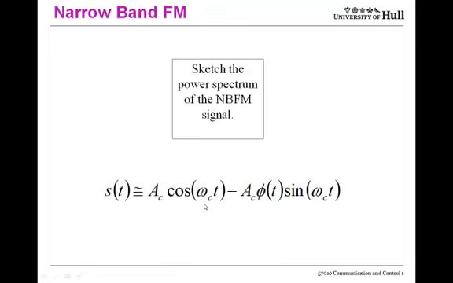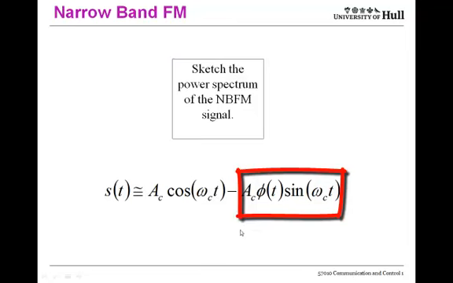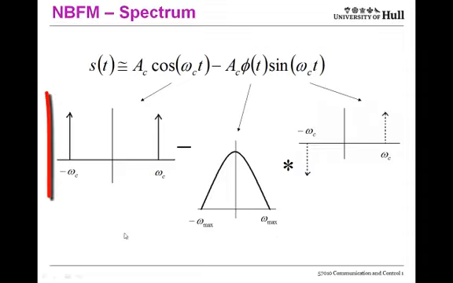So what's the power spectrum of this narrowband FM signal? It's got these two terms, the first term minus the second term. And you'll know that because Fourier transforms are linear, that means we can work out the Fourier transform of the first term and subtract the Fourier transform of the second term. The second term is a product of two functions, phi, which has our message signal in it, and sine. And where you have a product, you're going to have to use a convolution. So here it is graphically.